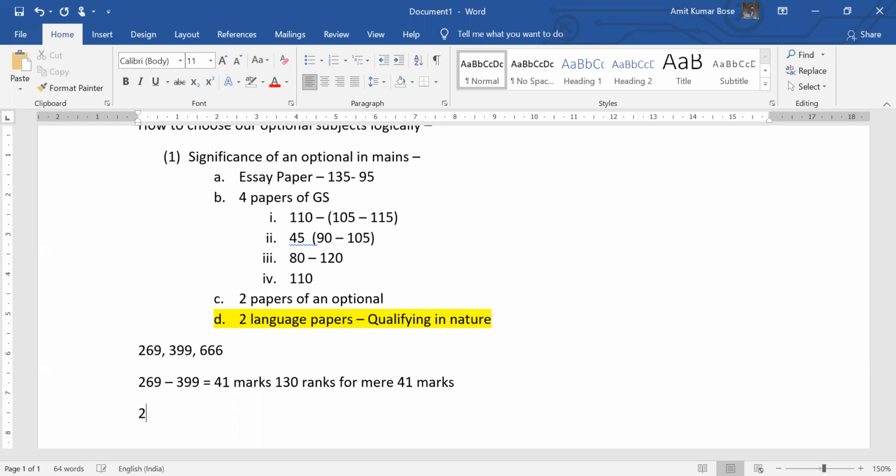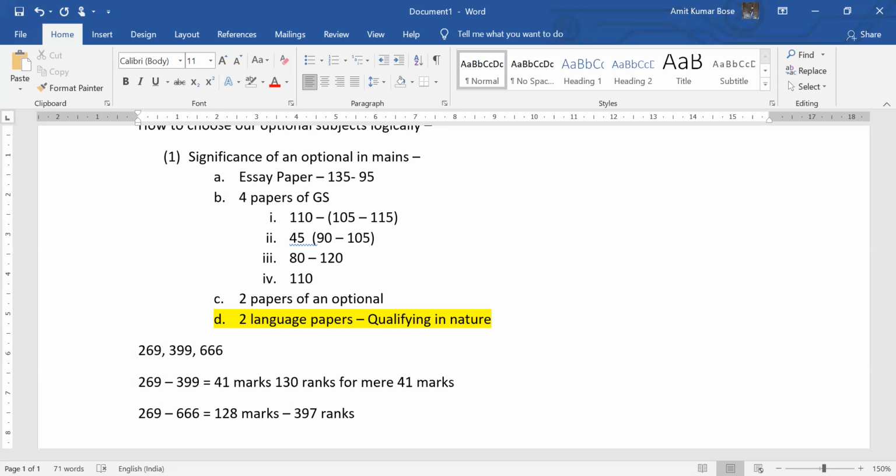And the difference between the 269th rank and the 666th rank, how many marks was the difference? The difference was of 128 marks. So for a mere 128 marks, I'm looking at a difference of how many ranks? I'm looking at a difference of 396 ranks or 397 ranks maybe. That's the level of competition I'm looking at.